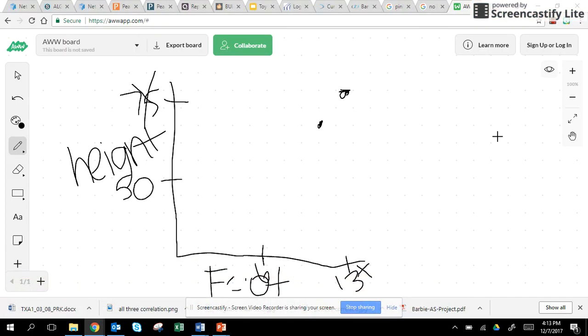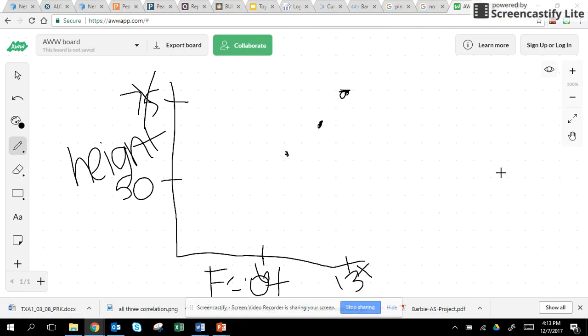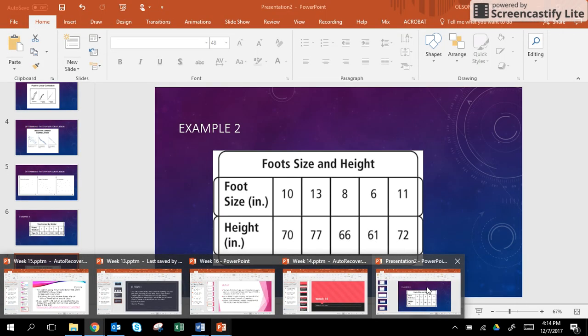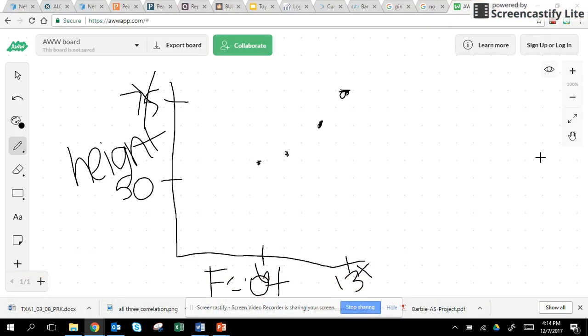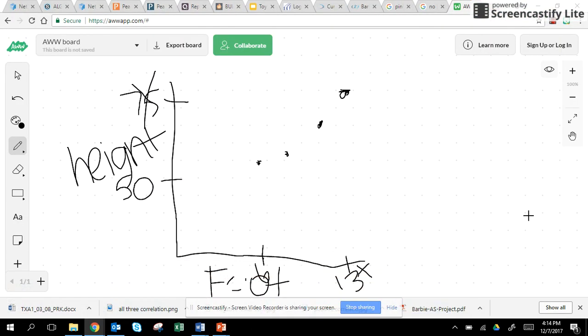8, 66. So 8, 66 is going to be maybe there. We've got 6, 61. So just a little bit below what 66 was at. And 11, 72. 11, 72. Was that one 11 before? And that was 10. So we're 11, 72 here.